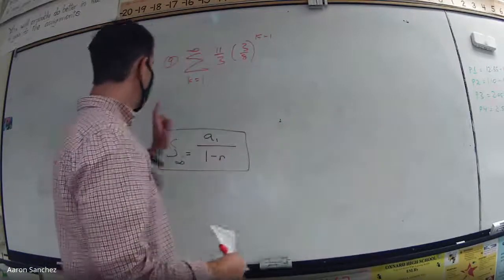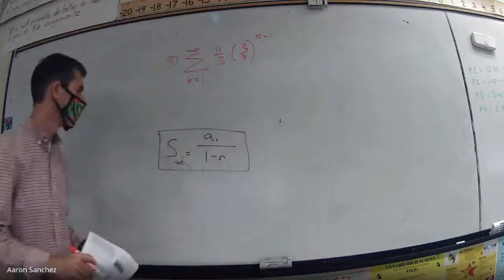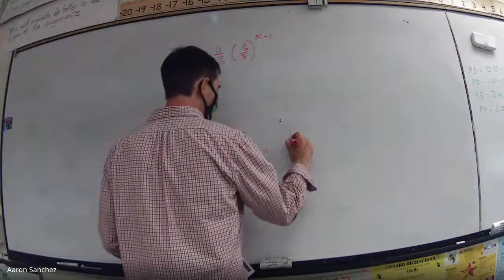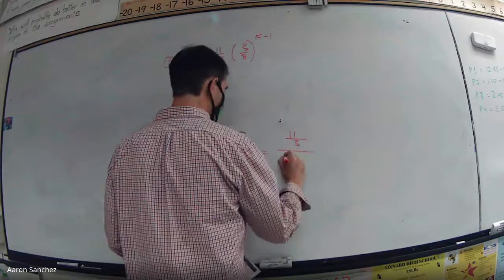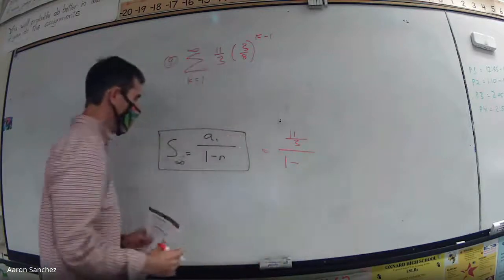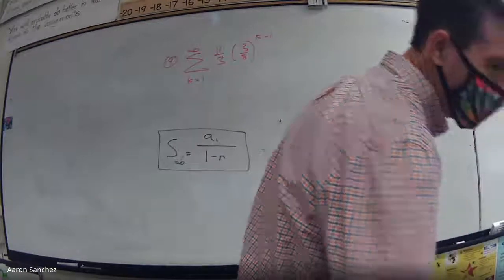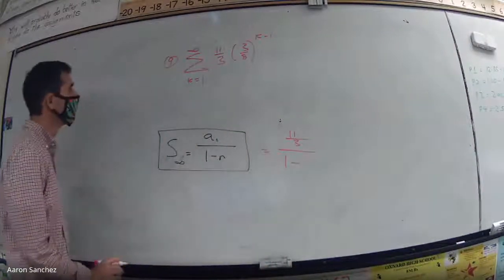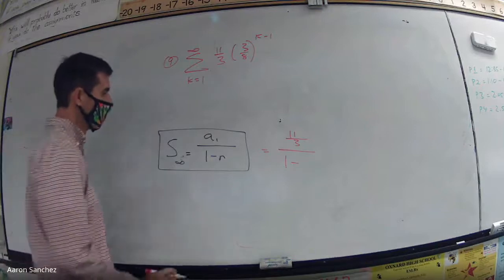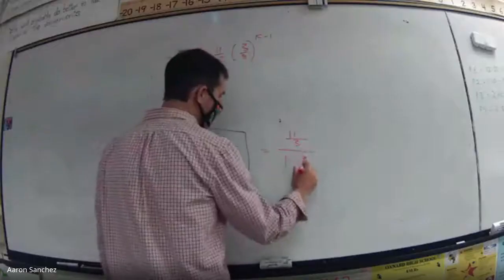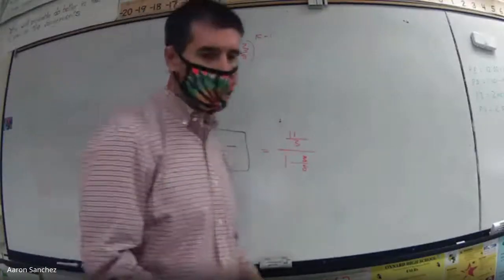Ethan, what's my first term? 11/3. There you go, 11/3. So I say 11/3 all over 1 minus. Okay, what's my common ratio? Let's go with Samantha. 3/8. 3/8. Okay, you guys go solve that. See what you get.